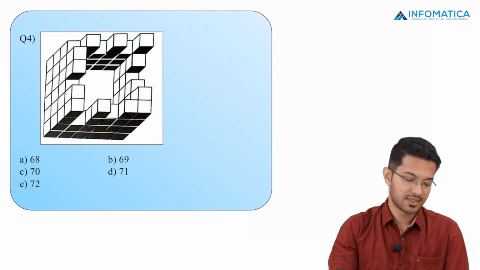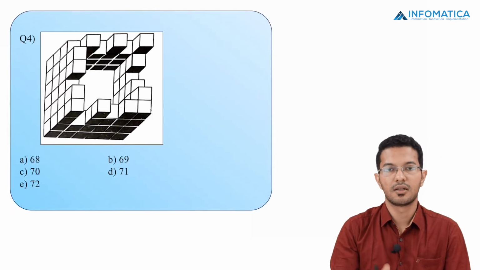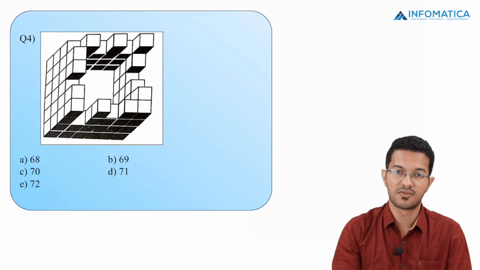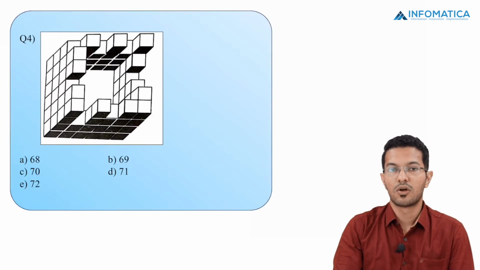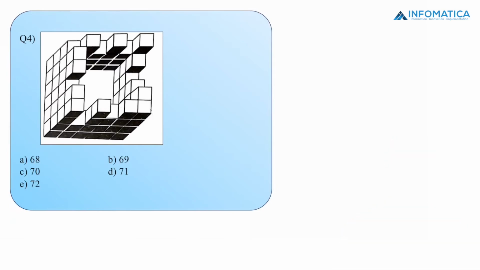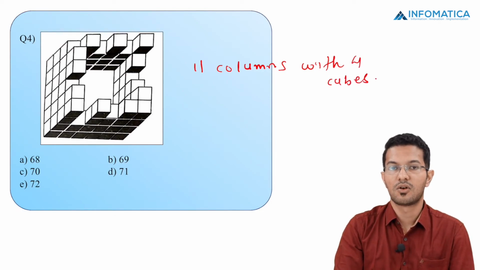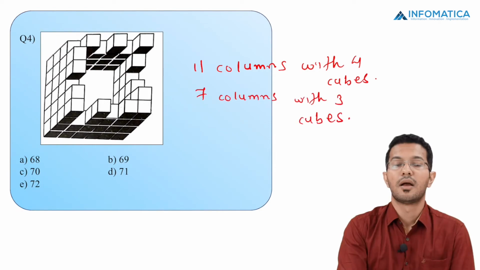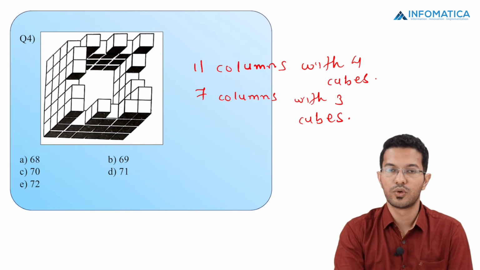And now let us go for the next MCQ. In this they have given again a cubical figure and they have asked to find us the total number of cubes in this figure. So now let us go for the solution. So there are 11 columns having 4 cubes. Then we are having 7 columns with 3 cubes. And then we are having 2 columns of 2 cubes.